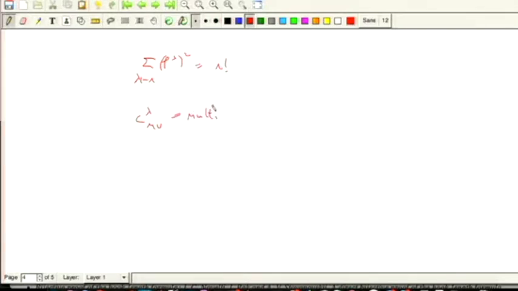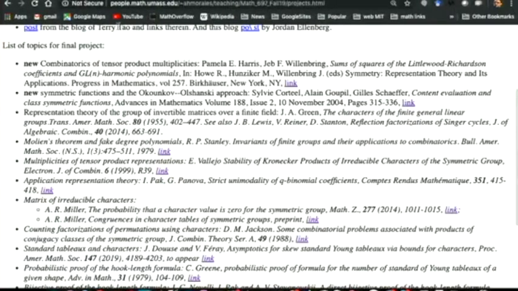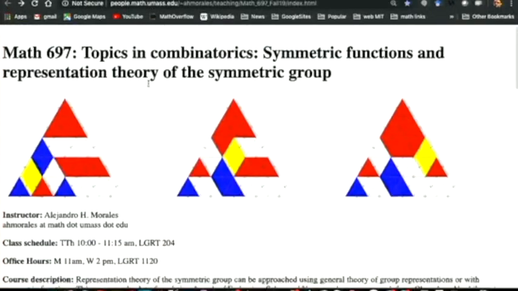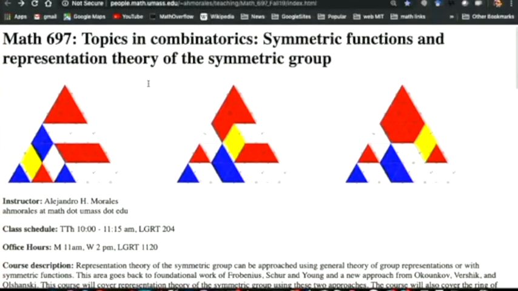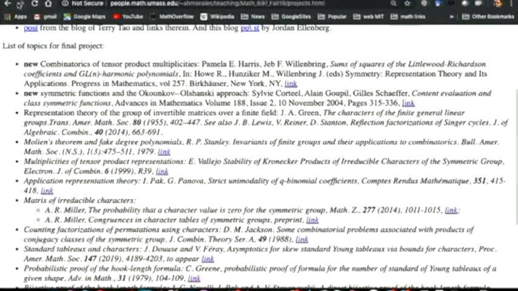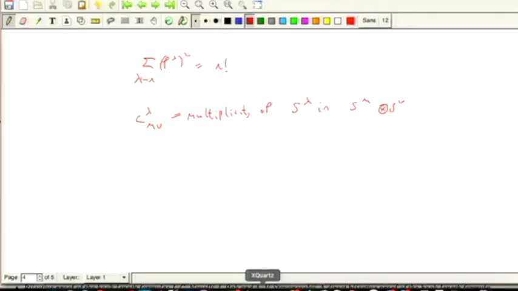Just as an analogy, let me define c lambda mu nu to be the multiplicity of S lambda in the tensor product of S mu with S nu. This is a non-negative integer because it's a multiplicity, and there actually is a combinatorial rule to compute these coefficients. They are called the Littlewood-Richardson coefficients, and there are several different objects they count. One is tableaux, but they also have these puzzles that you see on our website, called Knutson-Tao puzzles, for example.